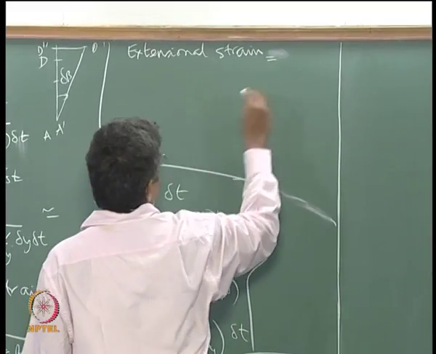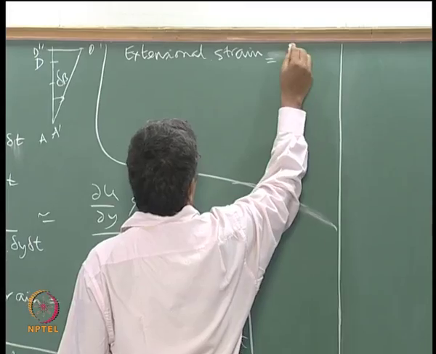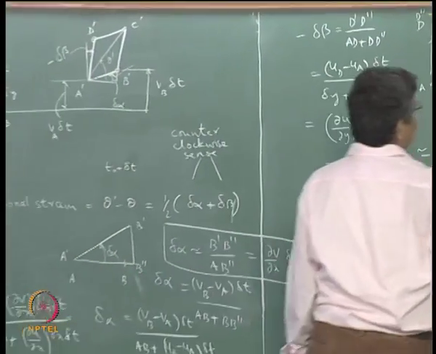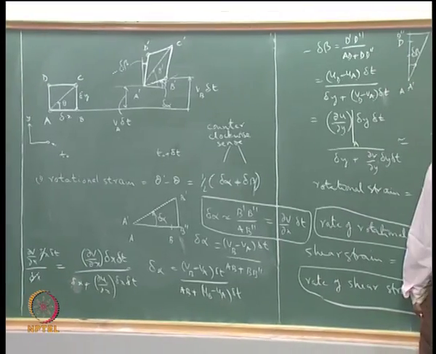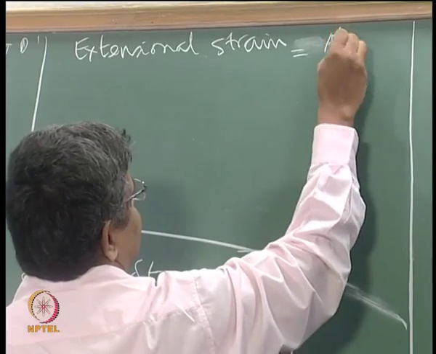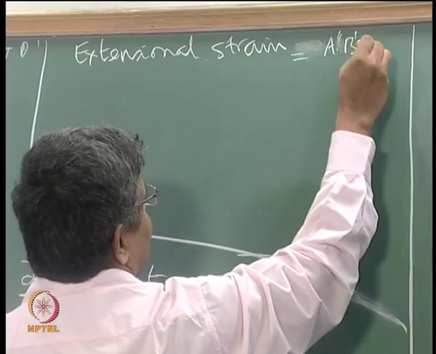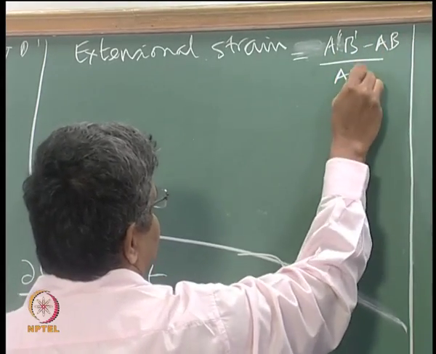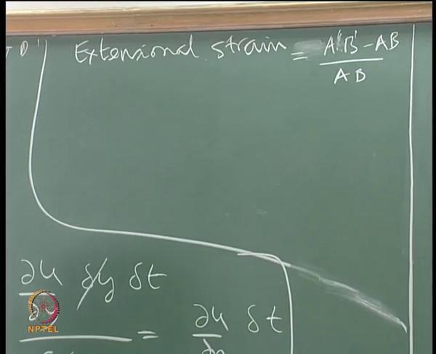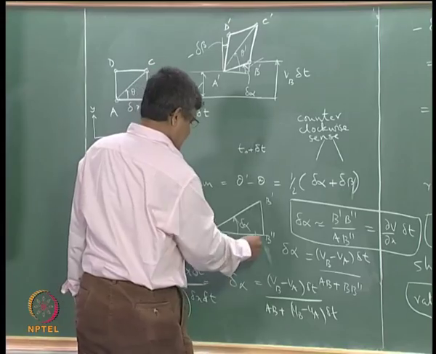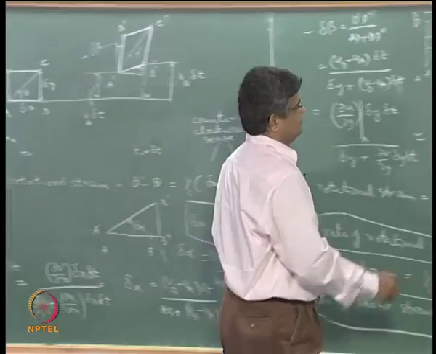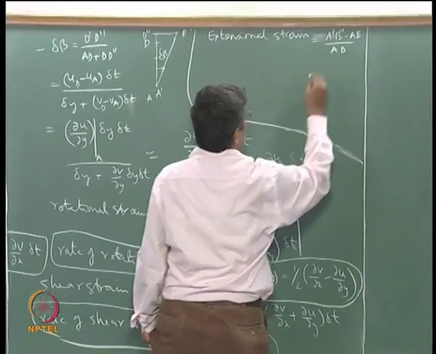This, we said, is the change in length divided by the total length. So this is a prime b prime minus ab divided by ab. And we should be specifically considering this a prime b double prime, which is the horizontal distance.